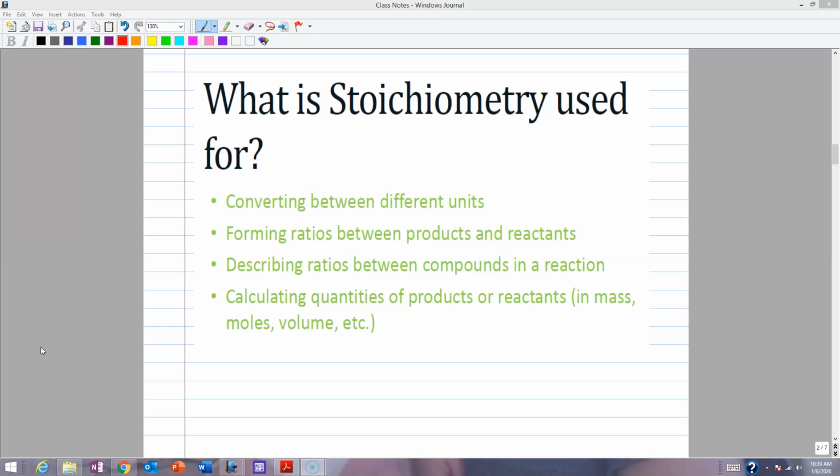So why do we need stoichiometry? Well, stoichiometry, which is just a Greek word that means to measure elements, is going to be used for converting between different chemical species and their units. It's also going to be used for forming ratios between reactants and products and describing the ratios between the compounds, and for calculating the amount of product you will produce or the amount of reactant you will need to produce a certain amount of product.